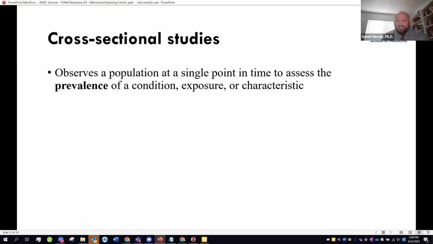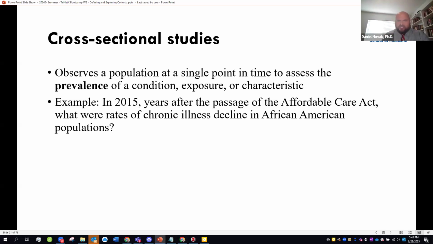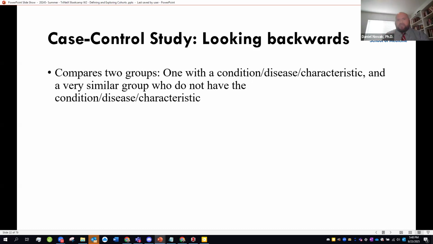Really quickly, cross-sectional studies observe a population at a single point to assess the prevalence of a condition, exposure, or characteristics, as I said a moment ago. In 2015, after the passage of the Affordable Care Act, did rates of chronic illness decline in African-American populations? There's a typo in here. It's kind of a static cross-section of that occurrence in that time frame.